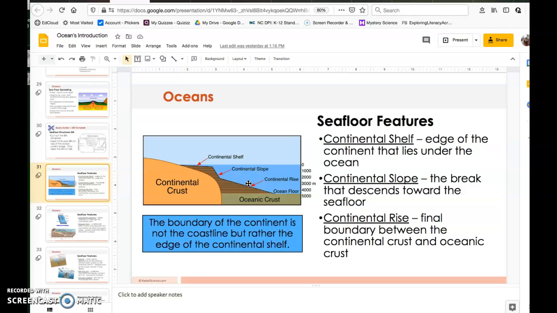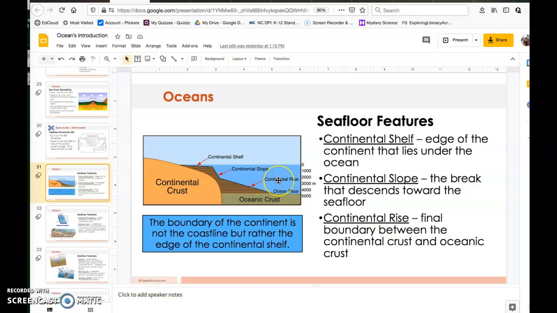Some definitions to go through real quick. We have a couple of seafloor features. Continental shelf, this is the edge of the continent that lies under the ocean. Continental shelf right here. Continental slope is the break that descends towards the seafloor. You can see right here, break descending towards the seafloor. Continental rise is the final boundary between the continental crust and the oceanic crust right here.